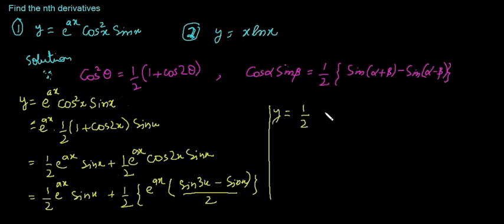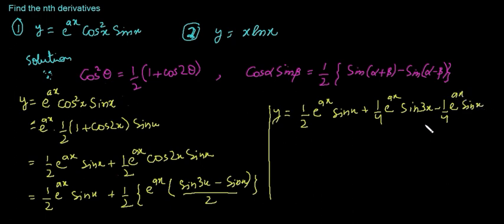y equals 1/2 e^x sin x, and then plus 1/4 e^x sin 3x, and then minus 1/4 e^x sin x. So now simplify: the last term will combine with the first term, and finally you will get 1/4 e^x sin x from the simplification of the first and third terms, and then you will have 1/4 e^x sin 3x. So now this is your y.